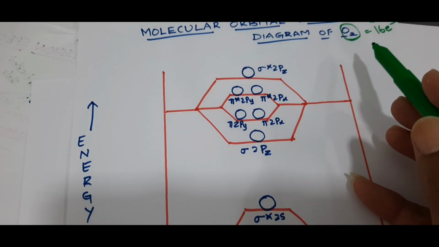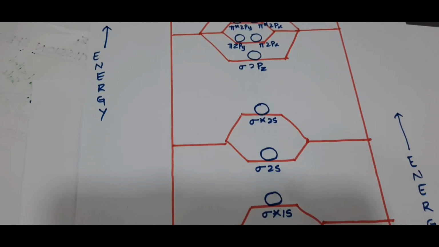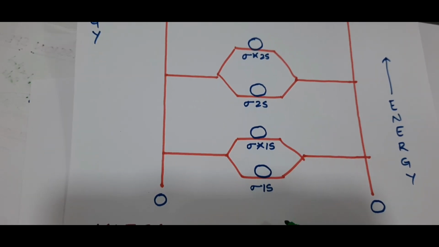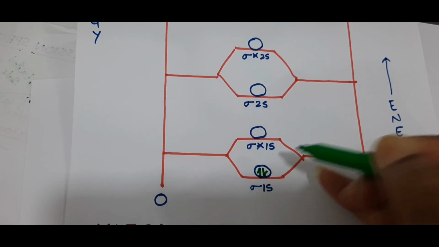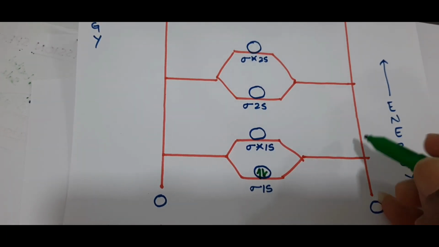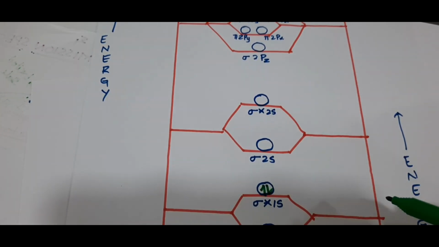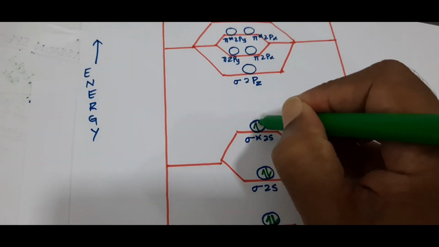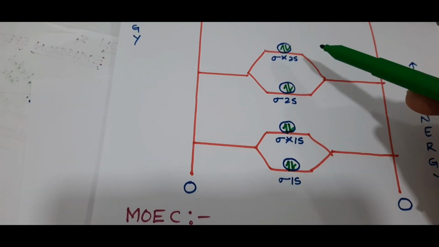Here O2 is there. How many electrons are there? 16 electrons. Electron filling in the molecular orbitals also takes place according to the above principle. That is, first enters into the lower energy level and then enters into the higher energy levels. Total electrons 16. Here I am writing 2 electrons. So how many left? 14 more left. Here I am writing 2 more. Then 12 electrons are left. Here I am writing 2 more. Here I am writing 2 more. Altogether 8 electrons are filled in the different molecular orbitals.